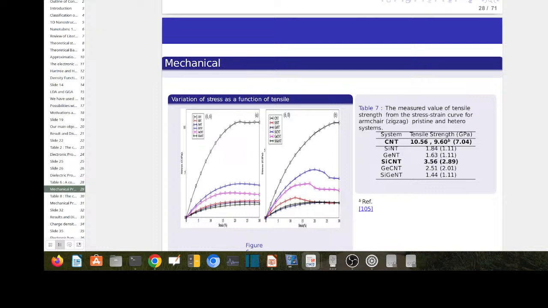Now these are the mechanical properties of nanotubes. Here we see that the tensile strength for carbon nanotube is maximum, and it is followed by silicon carbon nanotube, the hetero nanotube. From this tensile strength 10.56 GPa, it indicates that it is very large in comparison to steel. The tensile strength for steel is very less in comparison to the strength of this carbon nanotube.